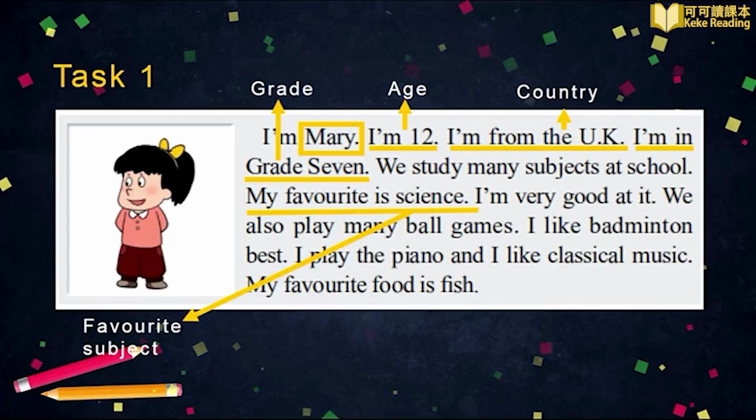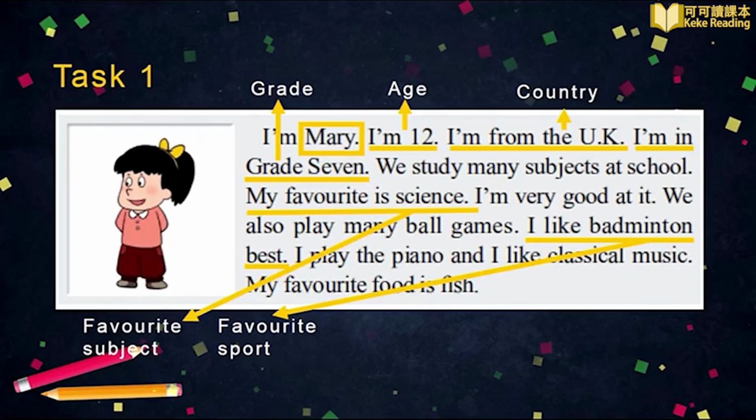We also play many ball games. I like badminton best. 我最喜欢羽毛球。Like something best equals favorite. 两者都表示最喜欢的。So, Mary's favorite sport is badminton. We underline this information.